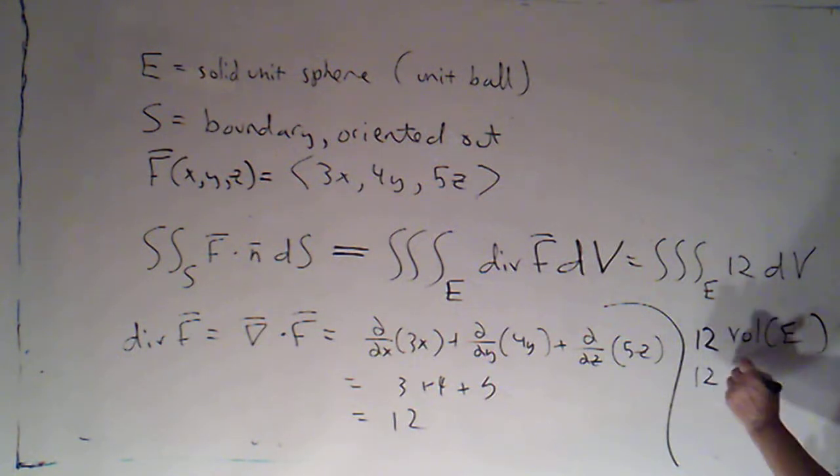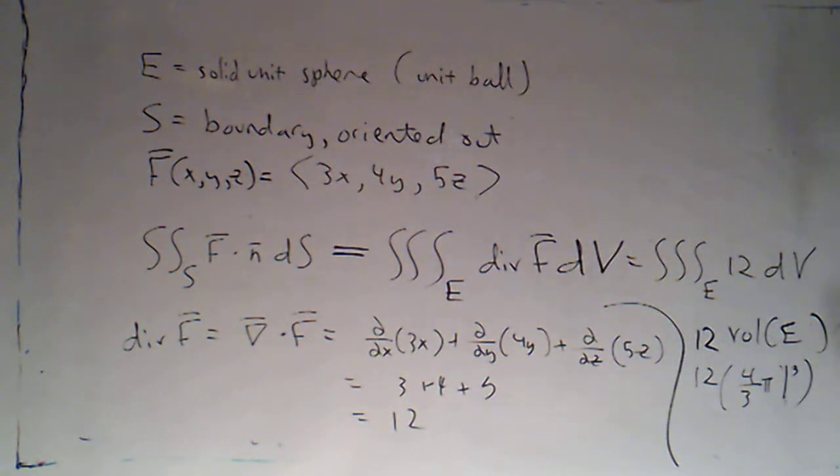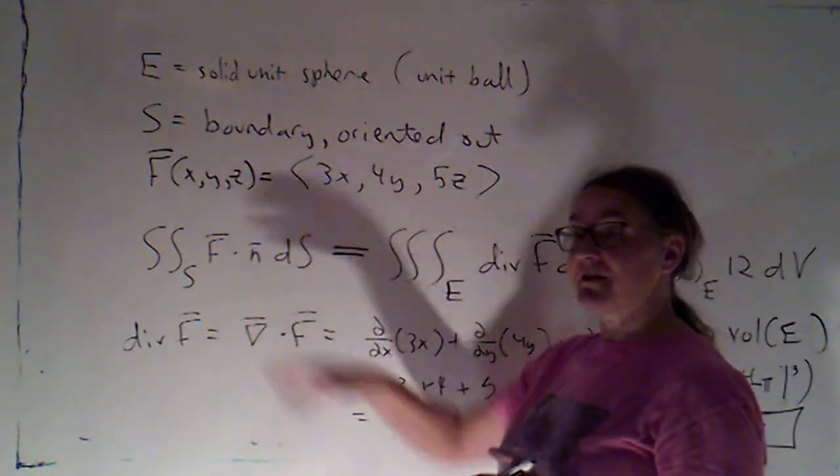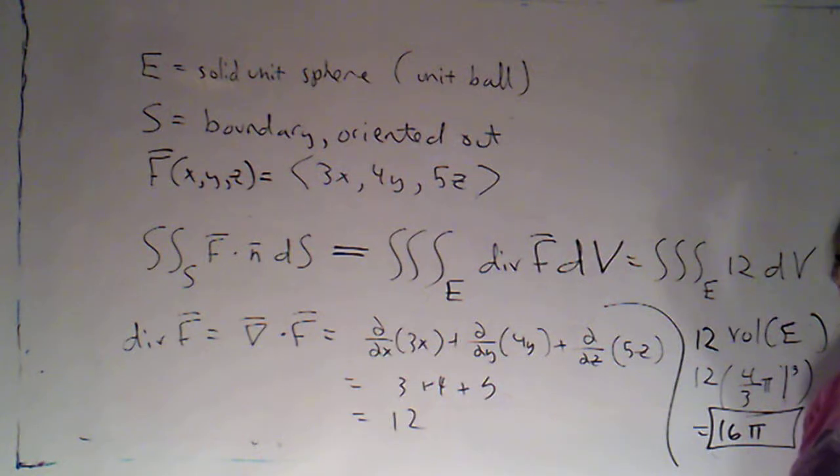So I can say this is 12 times 4/3 pi times my radius, which happens to be 1, cubed. I'm just going to write that so we don't forget that's an important part of the formula. Awesome, that's just going to be 16 pi. So what would have been a very long problem to do by the definition of flux and by working with the surface integral is actually very, very fast using the divergence theorem.